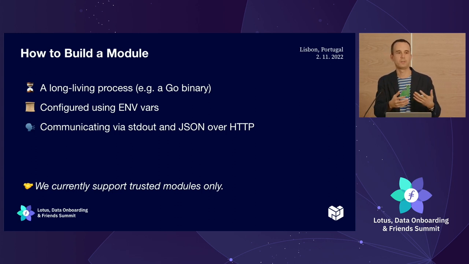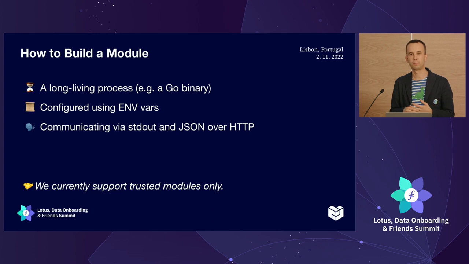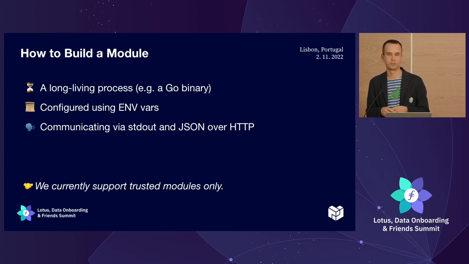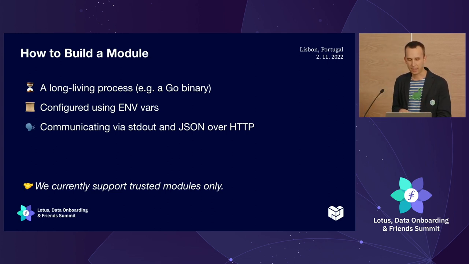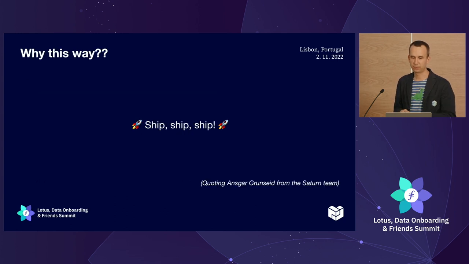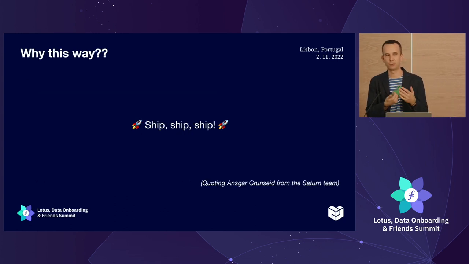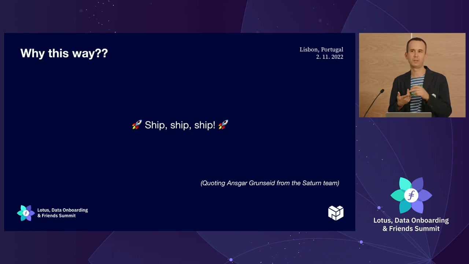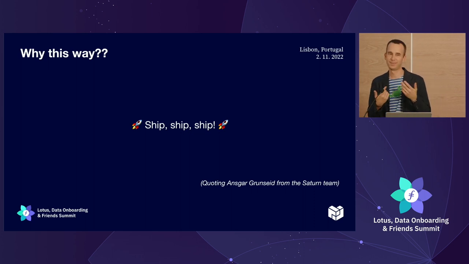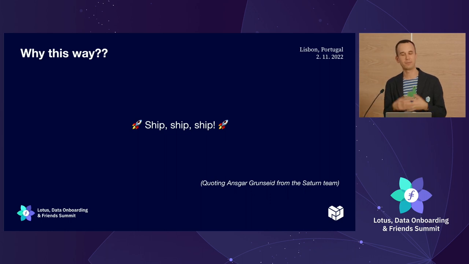We trust you as the module author that you are not going to do something malicious like stealing SSH keys or similar stuff. And which probably makes you think, why are we doing it this way? There is no support for untrusted code. We are using Electron. And the reason is you want to ship quickly and iterate fast and get user feedback and find out whether this is actually the right way to take.